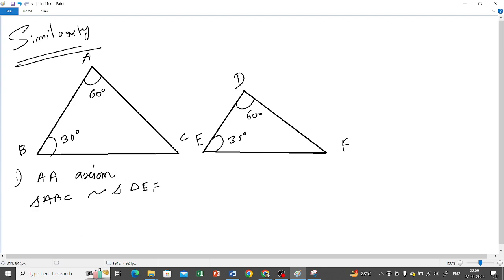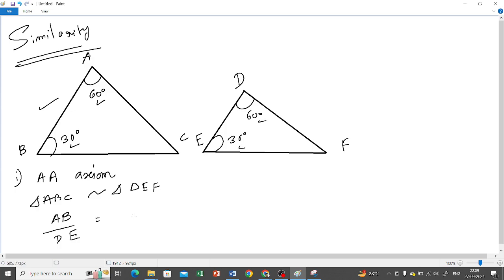If that is the case, then what will happen? Their corresponding sides will be proportional. Now, how do we get corresponding sides? Take AB. Who is the corresponding side of AB in the triangle DEF? DE. Why DE? Because we can see that AB is lying on 60 and 30, and DE is also lying on 60 and 30.